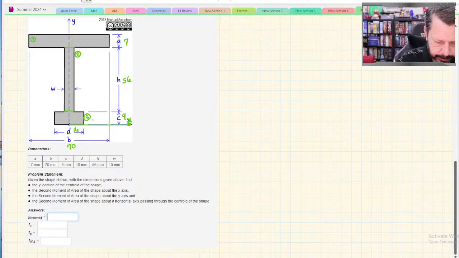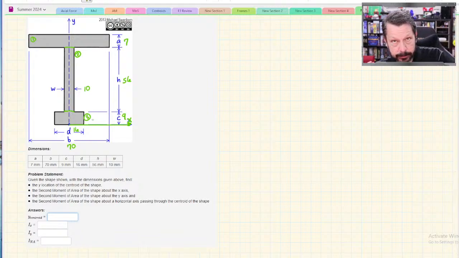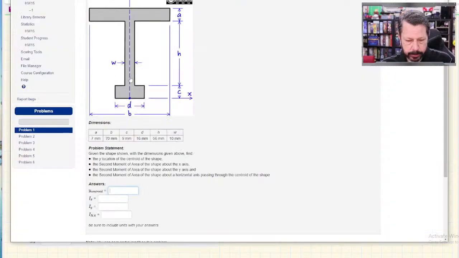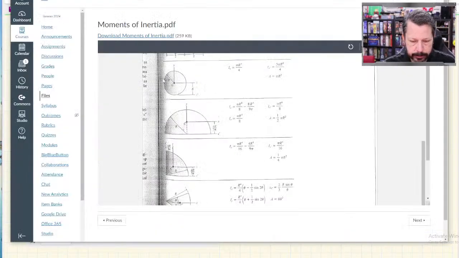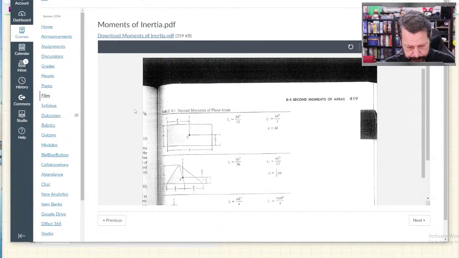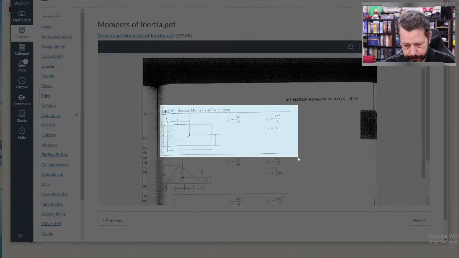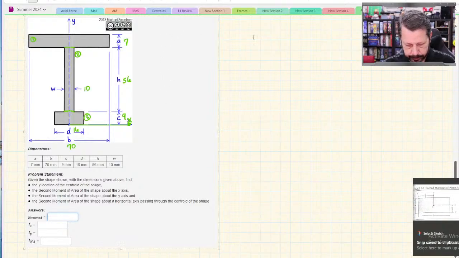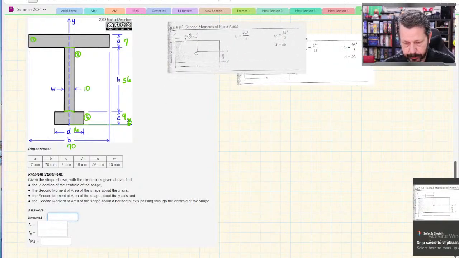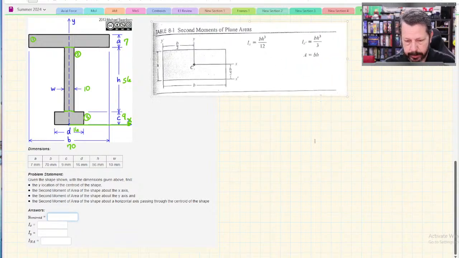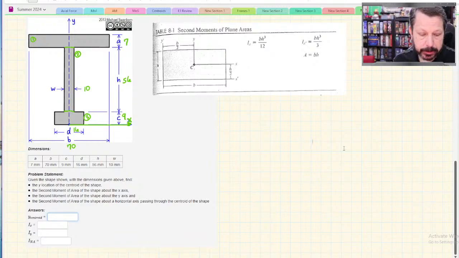W is the width there. All right, so we're going to find the moment or second moment of area, so the moment of inertia, about the x-axis, the very bottom of this thing. Why don't I get our chart for a rectangle, just so we have it. Okay, and then let's do part 1, 2, and 3.